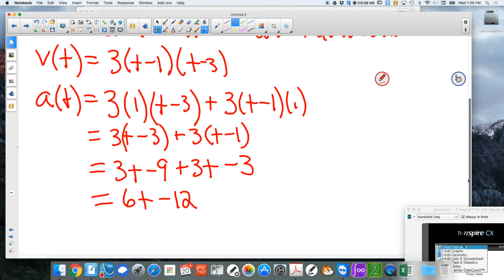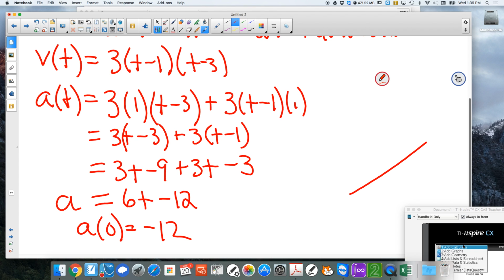Well, what shape is acceleration? It's a line. Positive or negative slope? Positive. So if the slope of acceleration is positive, what's going to be the minimum value for acceleration, at the start or at the finish? Start. Right, because the acceleration is always going up. So the minimum will occur at the start of the interval, at t equals 0. And what's a of 0? Negative 12.